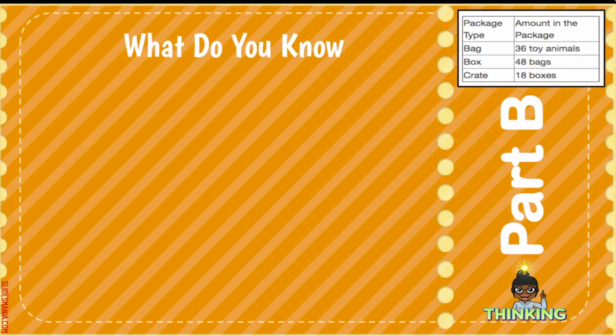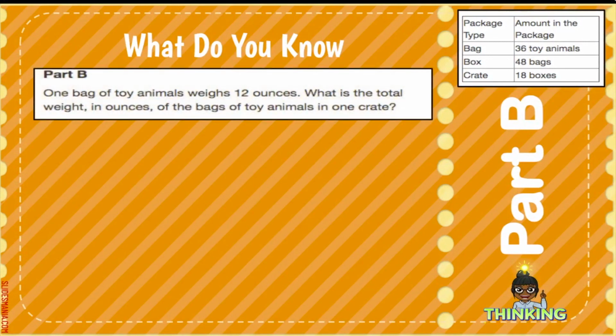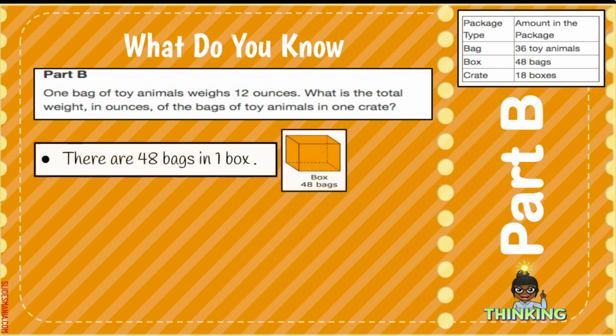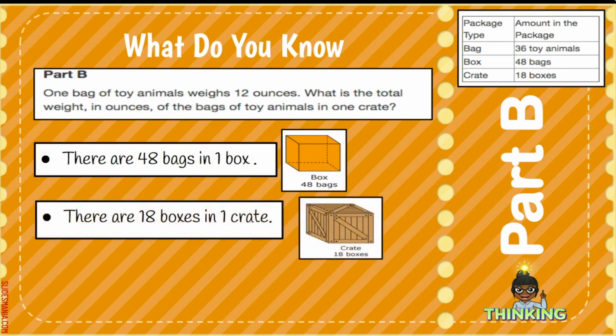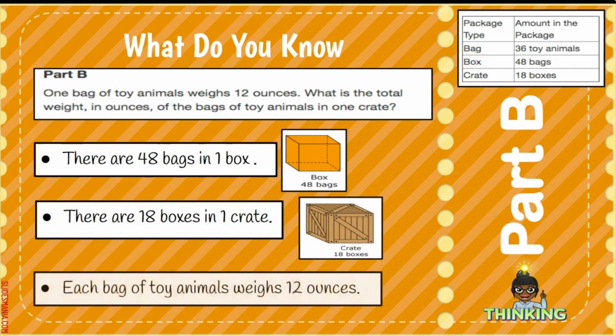What do we know? We know the problem is asking us for the weight in ounces of the bags of toy animals in one crate. We know there are 48 bags in one box. There are 18 boxes in one crate. And each bag of toy animals weighs 12 ounces.